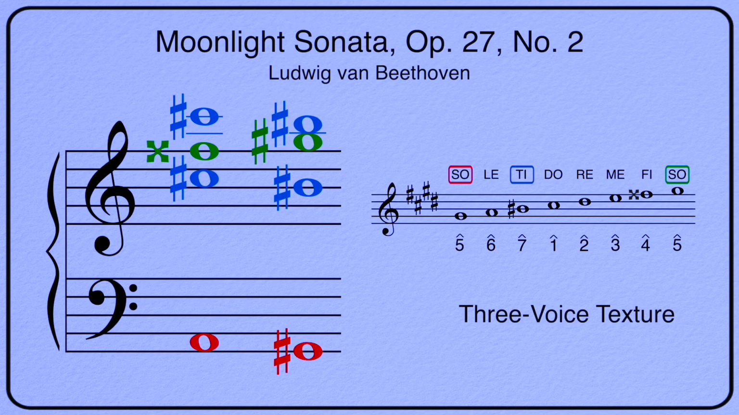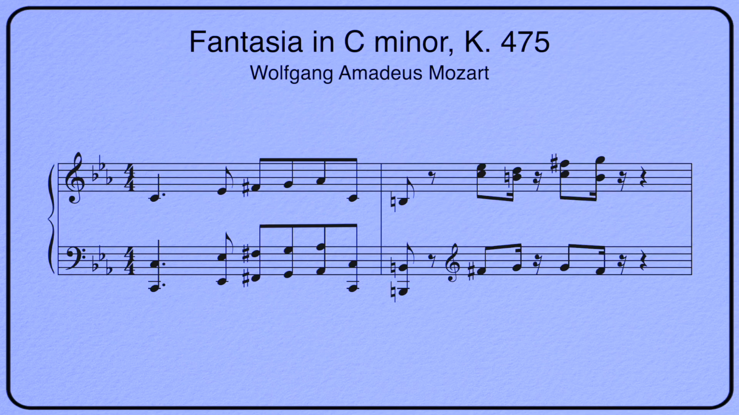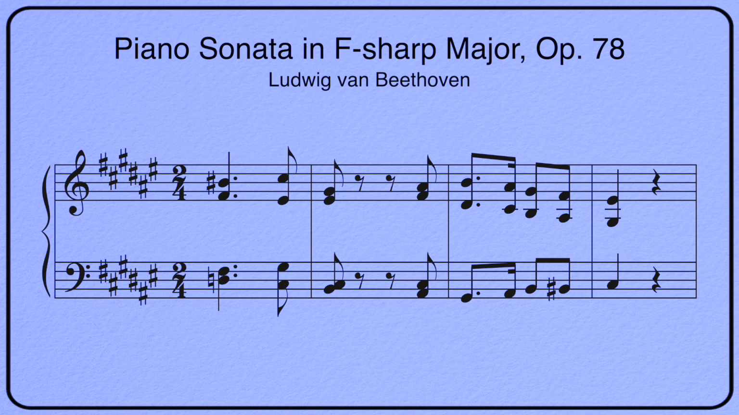So the Italian sixth is well suited to a 3-voice texture, like this one in Mozart's Fantasia. 3 notes, 3 voices, and that's all. But what if there are 4 voices? Time to start seeing double. And no, Beethoven's not going anywhere.